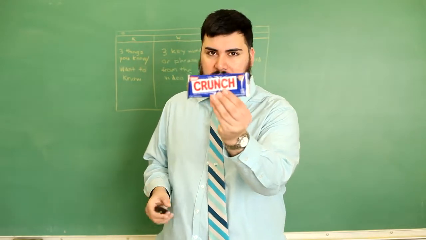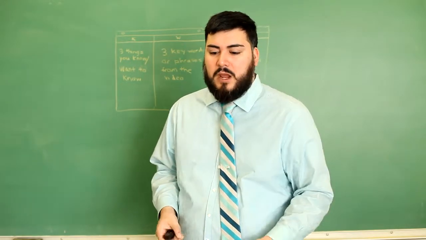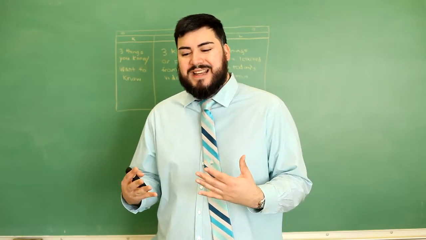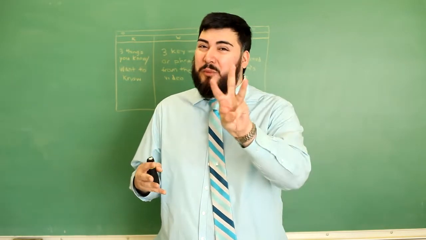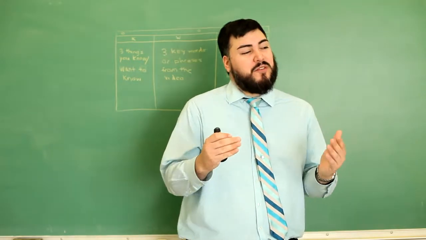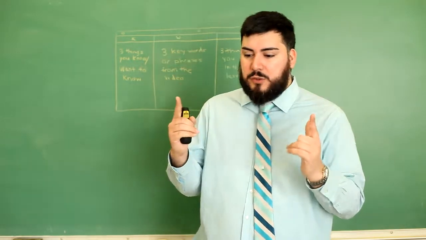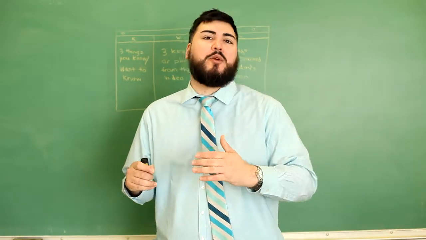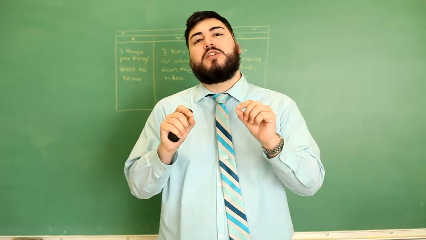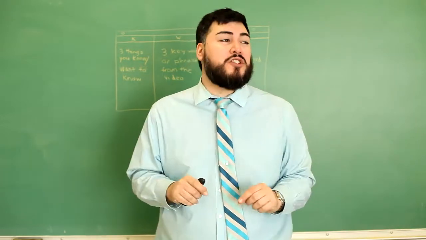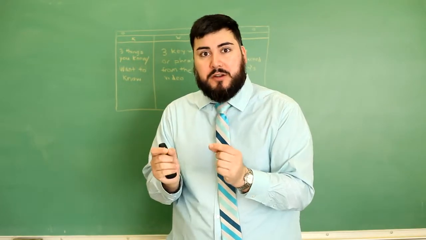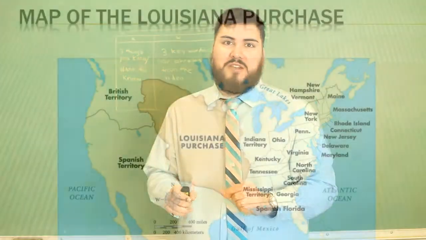So let's crunch the numbers, shall we? The total cost of the Louisiana Territory ended up being $15 million. That translates to about 3 pennies an acre. Roughly 3/4 of a football field is an acre. So on average, nowadays, an acre would cost you $4,000, which means the cost of the Louisiana Purchase in today's dollars would be $1.2 trillion, with a T, trillion dollars.